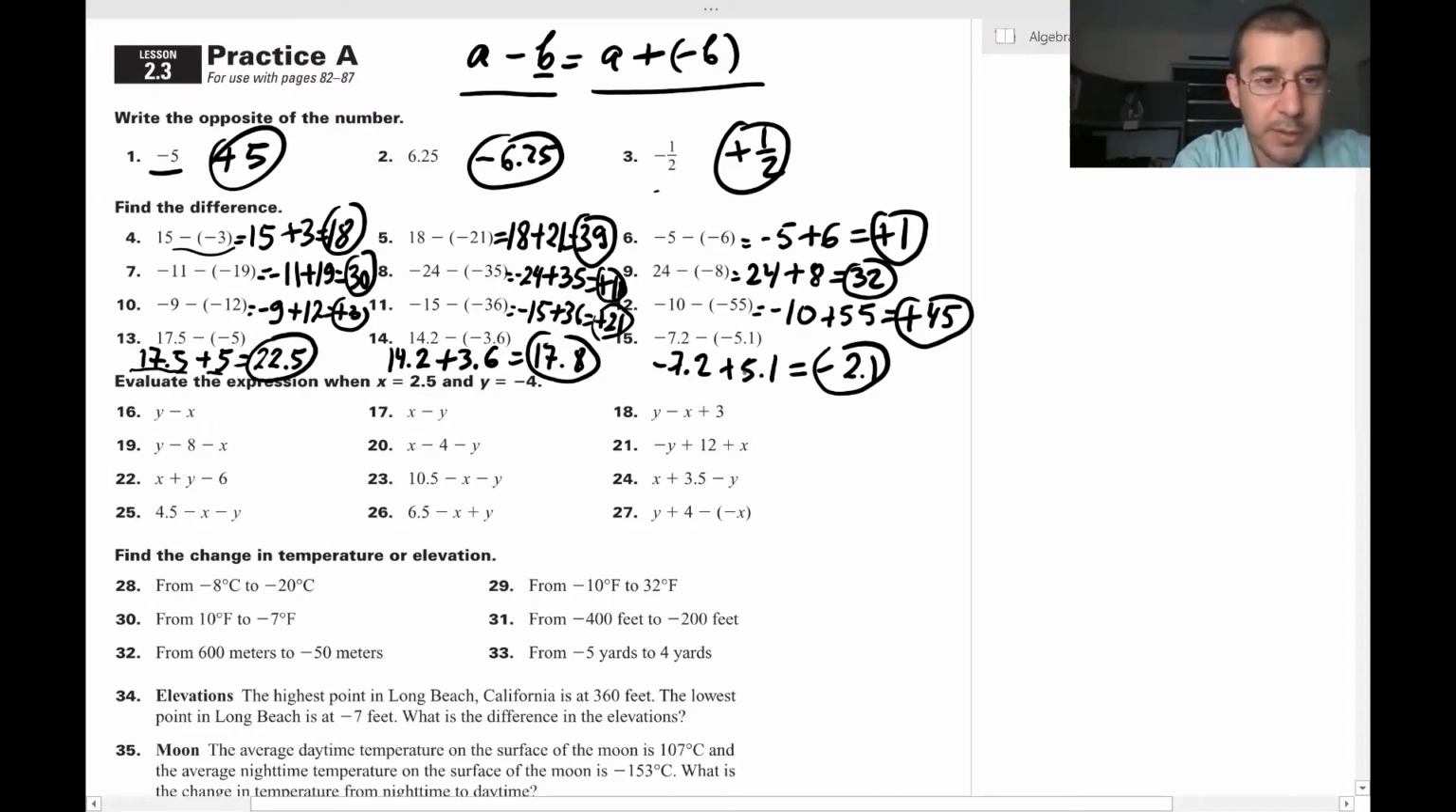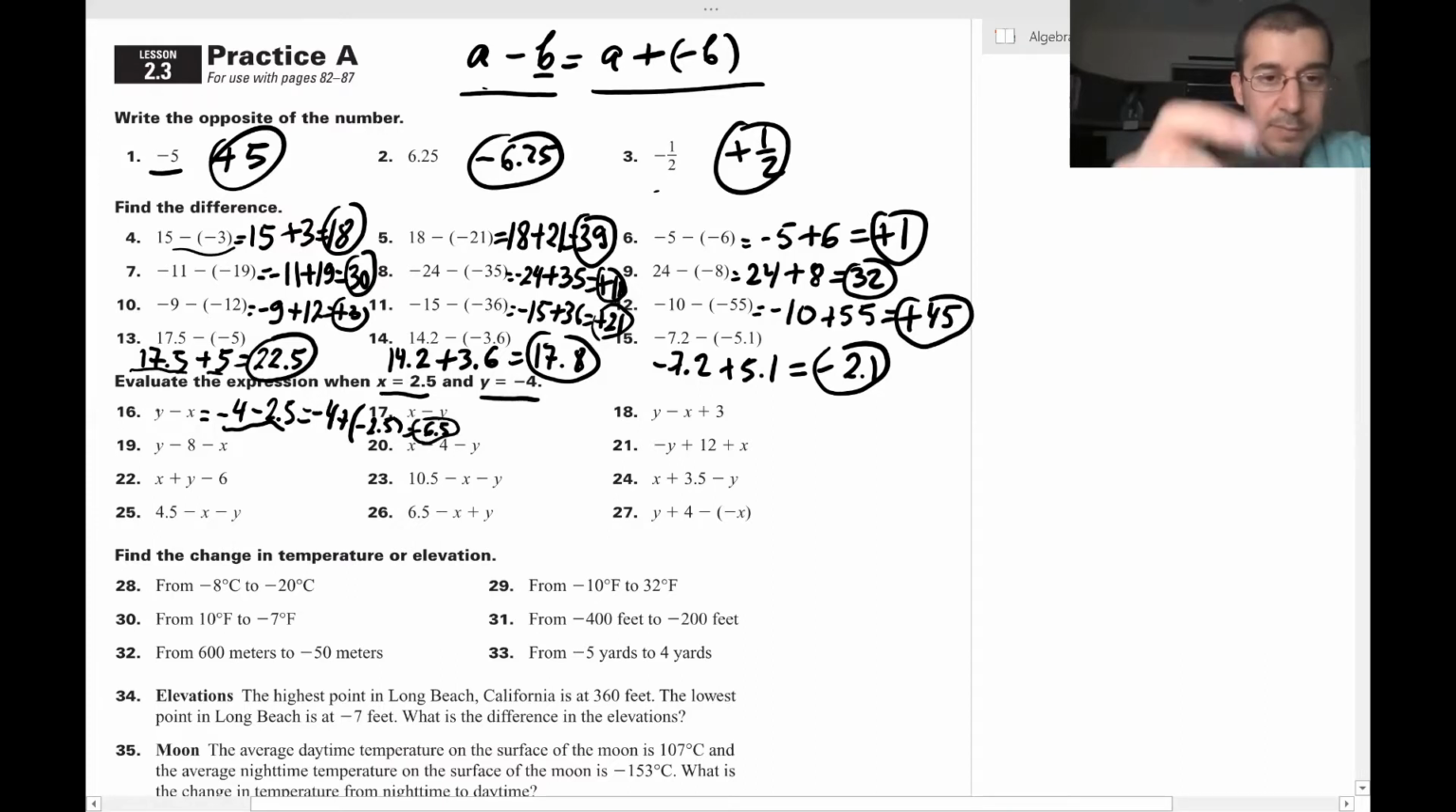Evaluate the expression when x is 2.5 and y equals minus 4. So y is minus 4, so this becomes minus 4, and then minus x is 2.5. When we have something like this, as I explained earlier, a minus b is the same as adding the negative of b to a. So this is the same as minus 4 plus, in parentheses, minus 2.5. So we're adding two negative numbers. This is -4 and -2.5, which is -6.5.